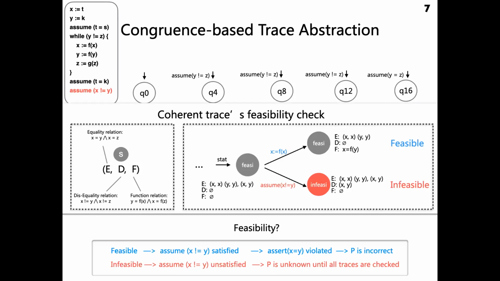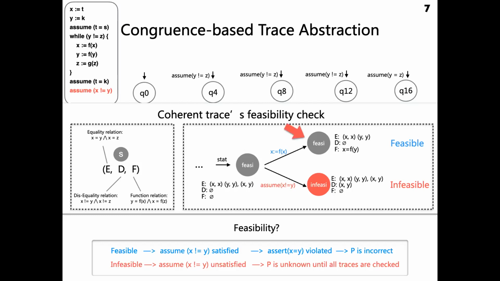Notice that for coherent traces, we can use the state transition to check its feasibility. Since we use uninterpreted functions, we mainly focus on the equality relation of variables. Therefore, during transitions, each state is denoted as a tuple, shown on the left, which consists of the equality relation, the disequality relation, and the function relation of program variables. For example, assume that we arrived at a state whose tuple implies x and y are equal, and there is no disequality and no function relation between variables.